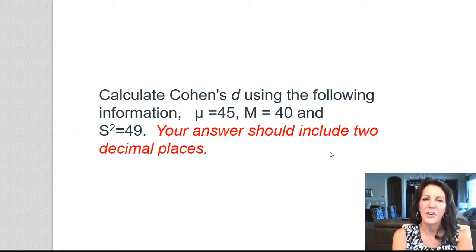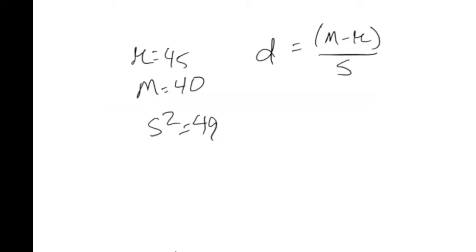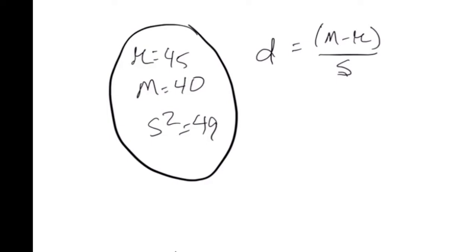I've got one more here for you. We're going to calculate Cohen's d using the following information: population mean of 45, a sample mean of 40, and a variance of 49. Okay. So Cohen's d is equal to the mean minus the population mean divided by the standard deviation, or I should say the estimated standard deviation, or the sample standard deviation we sometimes call it. So in this case, we were not given the sample standard deviation, but no matter. We can find it from the variance. The variance is the standard deviation squared, basically. So the standard deviation is going to be equal to 7.